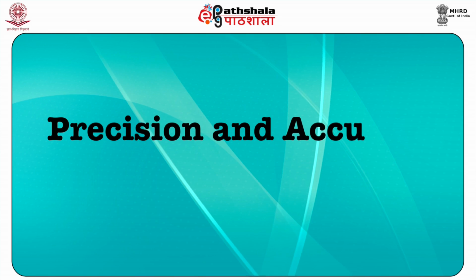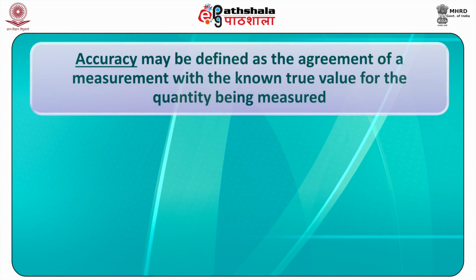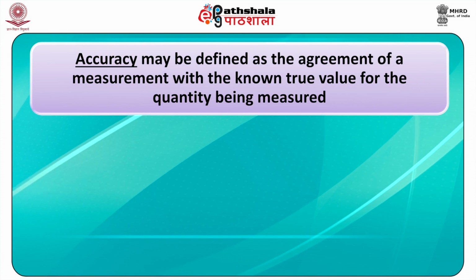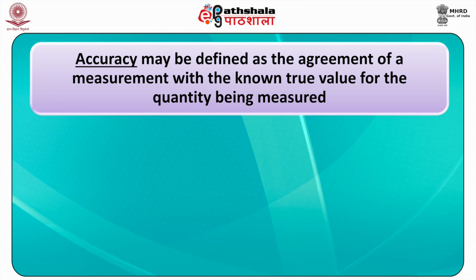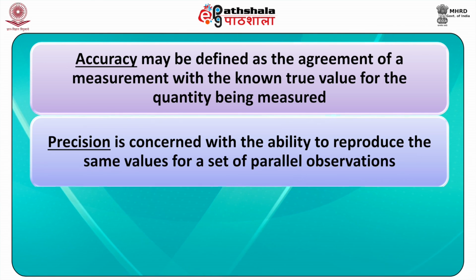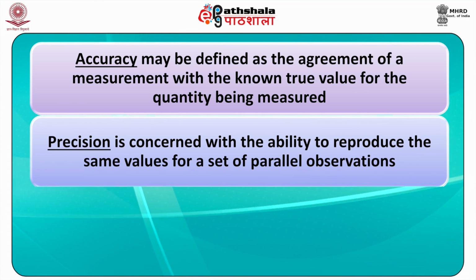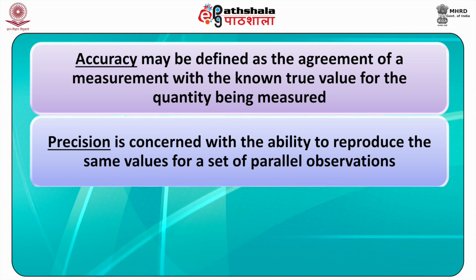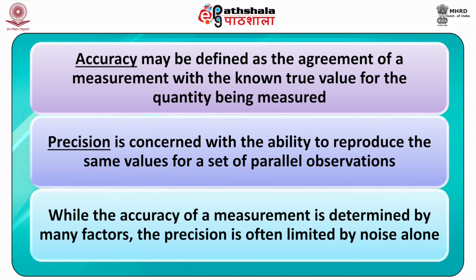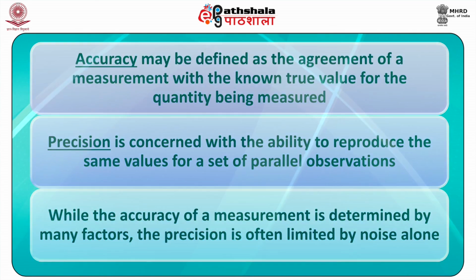Next is precision and accuracy. Accuracy may be defined as the agreement of a measurement with the known true value for the quantity being measured. Precision is concerned with the ability to reproduce the same values for a set of parallel observations, while the accuracy of a measurement is determined by many factors. The precision is often limited by noise alone.